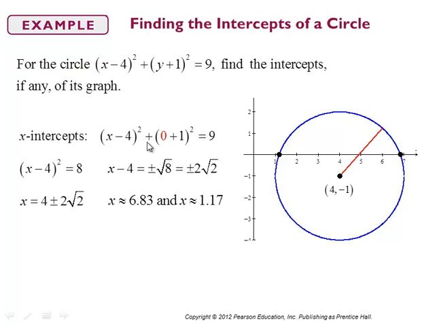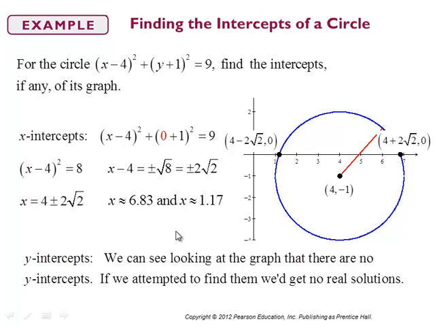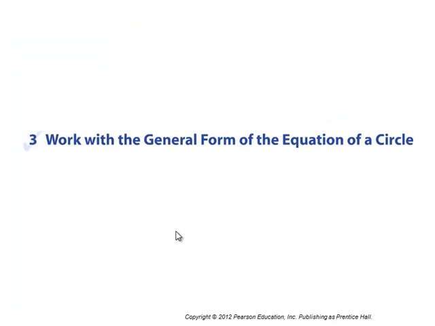And you can just understand that by, look, if you were to set x equal to 0, you'd have 4 squared here. And 9 minus 16 is a negative number, right? And we can't have anything squared being equal to a negative number. So that's why we don't have any y-intercepts for this graph. Okay? All right. So I'm moving along here.